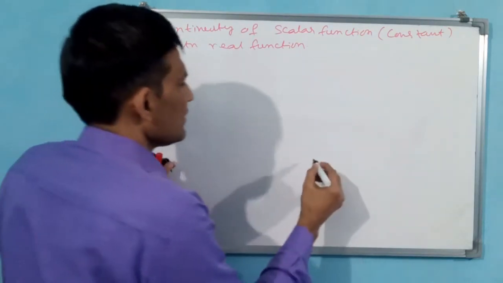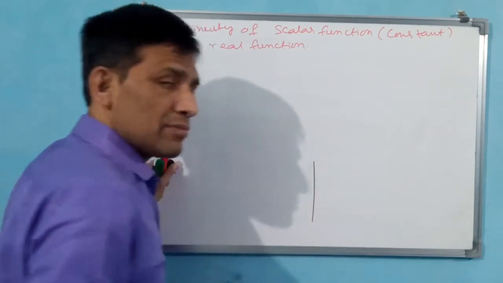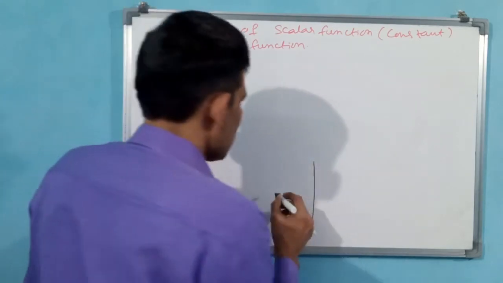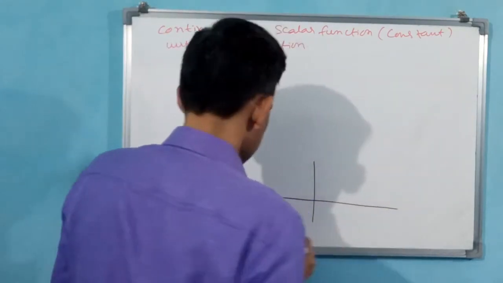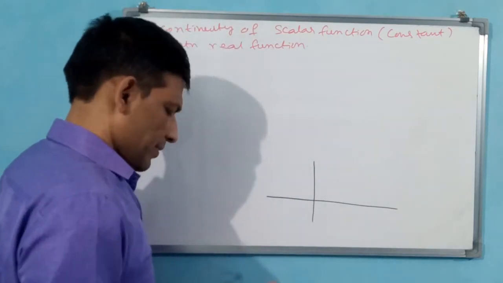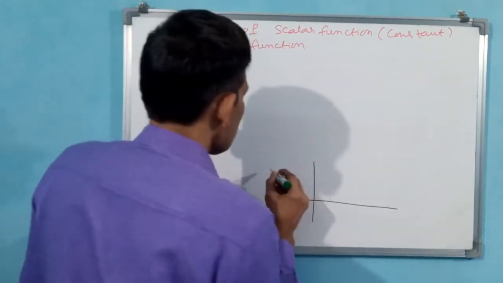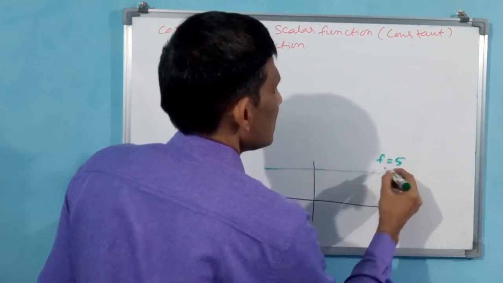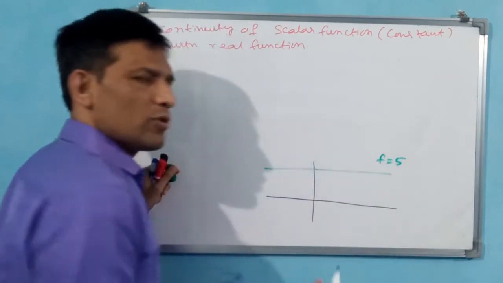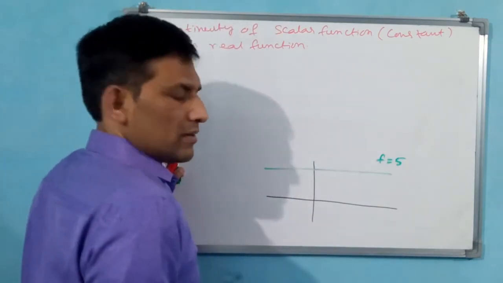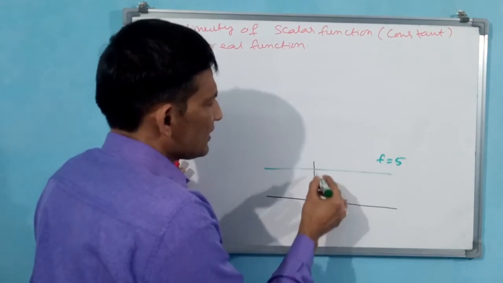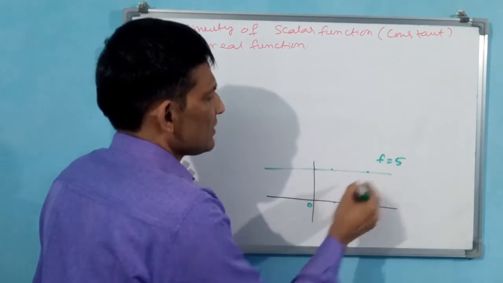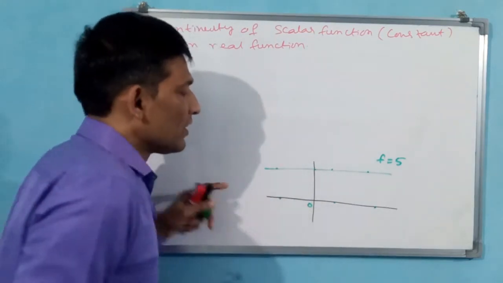What is a scalar function? You see, I am drawing the graph. Why? Because sometimes rather than seeing, drawing a graph is very easy to understand. Okay, see, this is the graph. Say I have taken f is equal to 5. f(x) is equal to 5. f is equal to 5 means f(x) is equal to 5. See, at 0 also this is 5, at 1 also this is 5, at 100 also this is 5, at minus 5 also this is 5.